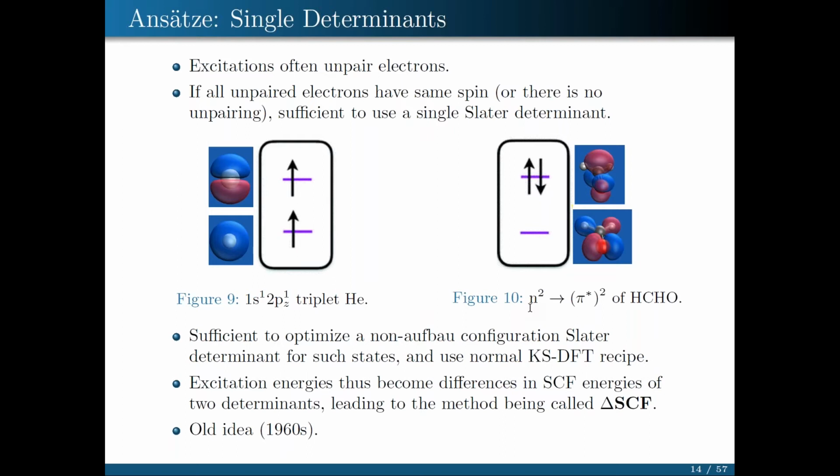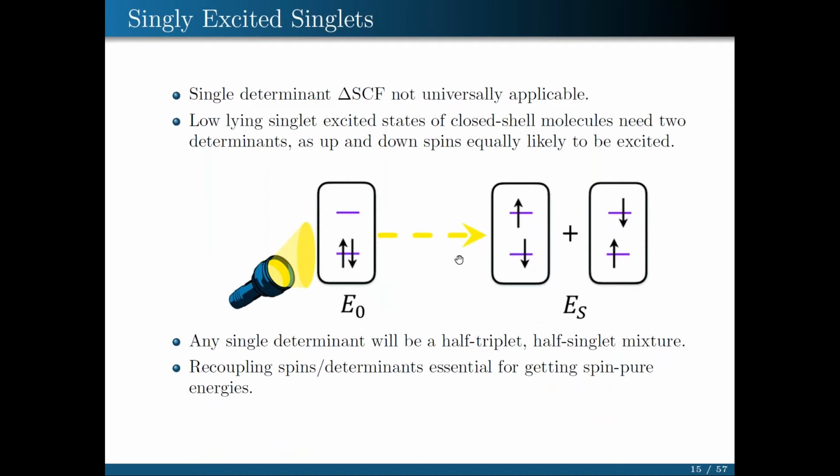There are references to this in the 1960s, probably even earlier if one were to take a much more careful look than I have so far. However, it's not really universally applicable. And a simple case where this is not correct would be to look at a low-lying singlet excited state of a closed shell molecule. If we do a single excitation of a closed shell molecule to a singlet excited state, we see that both the up and the down spins are equally likely to be excited, and therefore at least two determinants would be needed at all times.